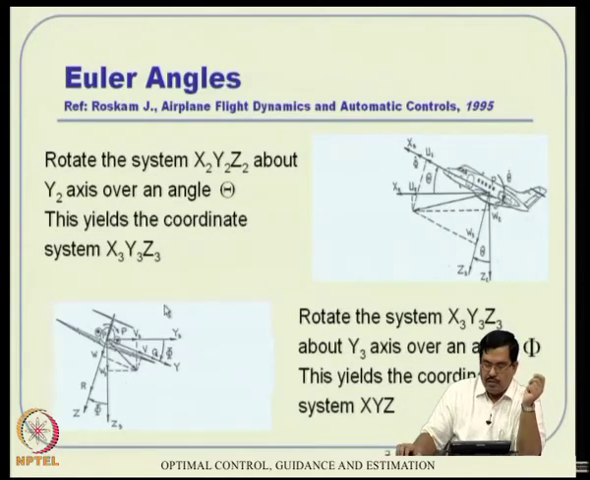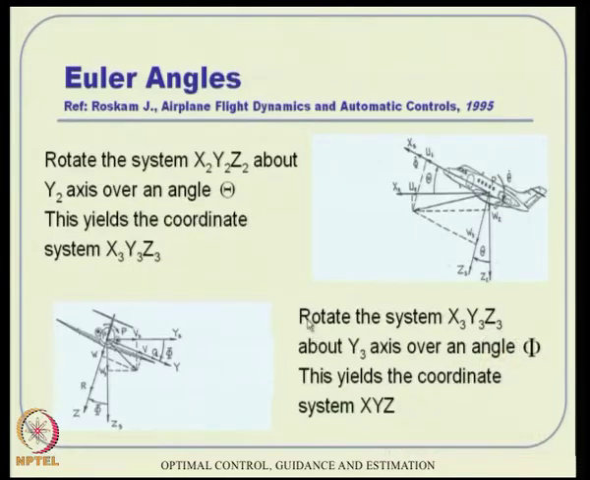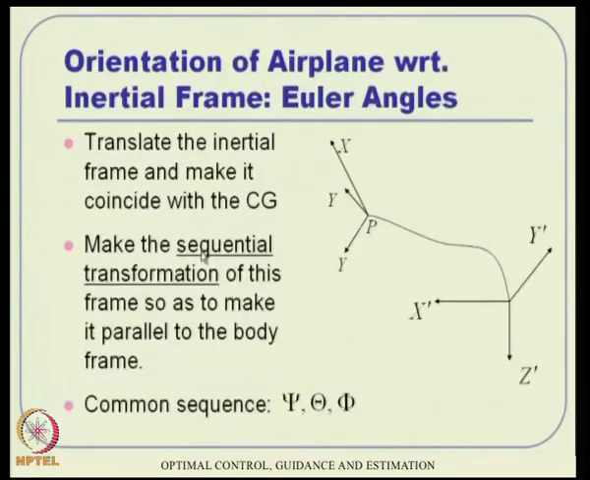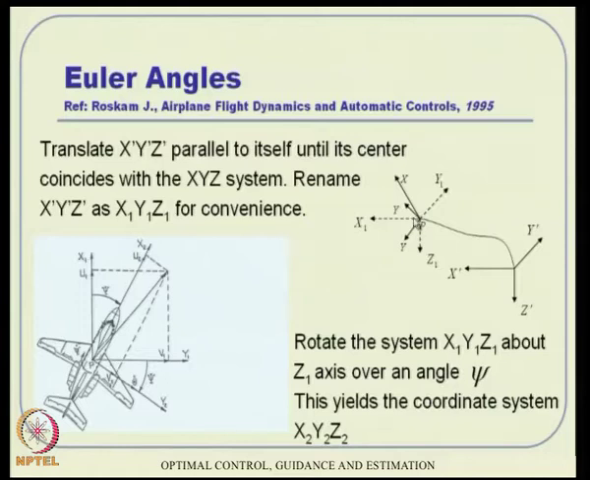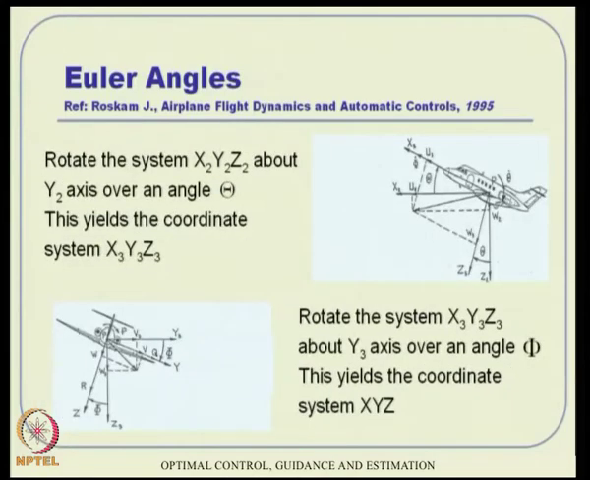Okay. So, the sequence of rotations is psi, theta and phi, and this sequence of rotations is applied to the translated inertial coordinate system, which gets rotated about its axes so that ultimately it coincides with the body frame. Yeah. So, this is the concept.